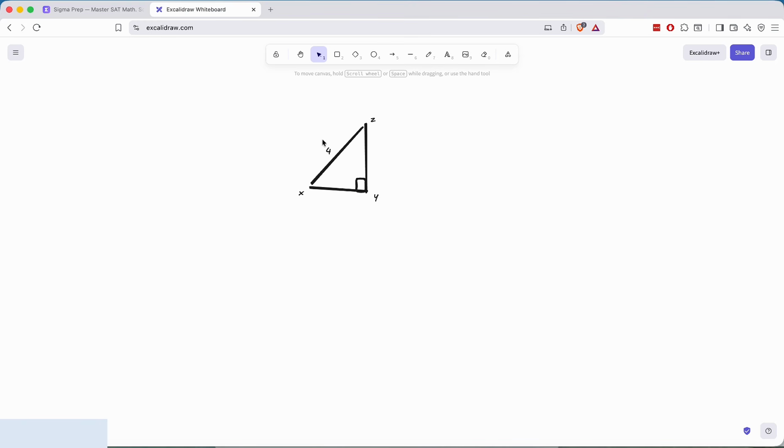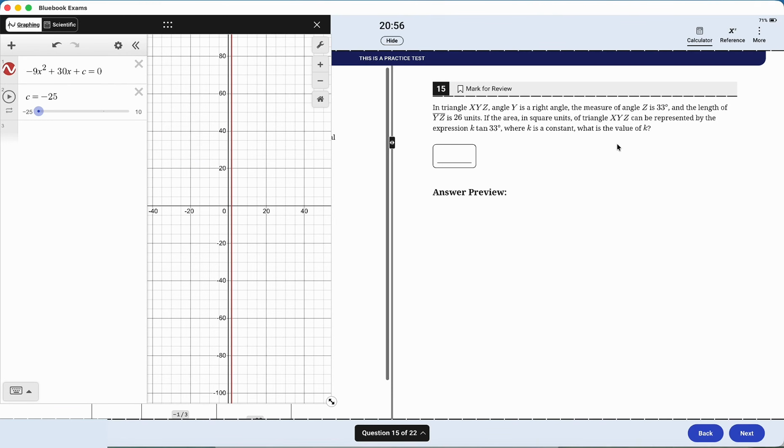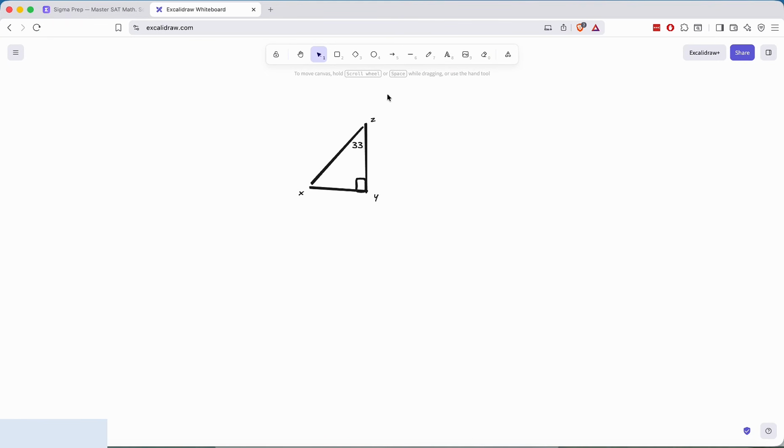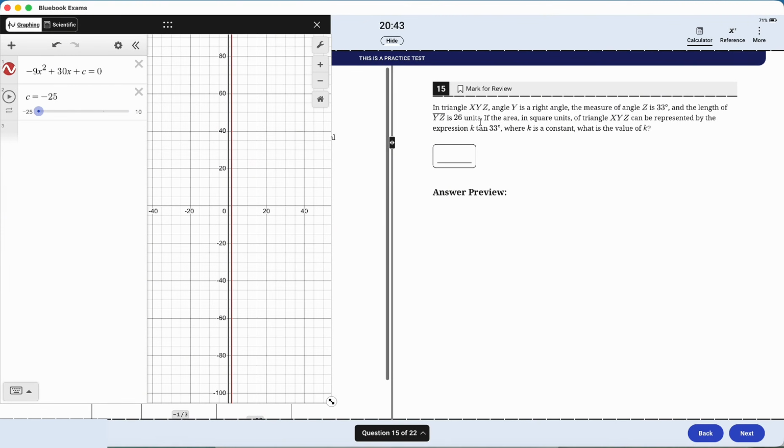Okay, let's kind of get rid of these. And they said angle Z was 33 degrees. So let me kind of type that in over here, 33. That's our triangle so far. Okay, what else is going on? It says the length of YZ is 26. All right, so let's go back and put that in. So YZ is 26. That would be over here. And 26, not 25. And then it says the area can be represented as this, K times tan 33 degrees, right?